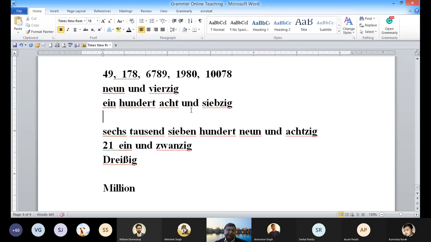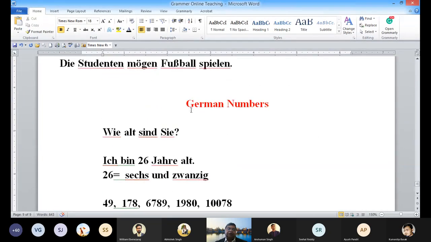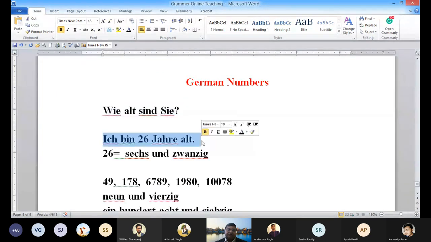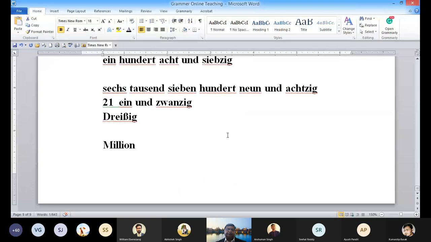In the textbook also, lots of examples are given. Please go through that and try to remember the numbers. So if the question is asked, wie alt sind Sie? And then here you are using some number. Ich bin 26, ich bin 30, ich bin 35, ich bin 60, whatever age one is putting, one can use the numbers here. So this was just a revision of numbers.